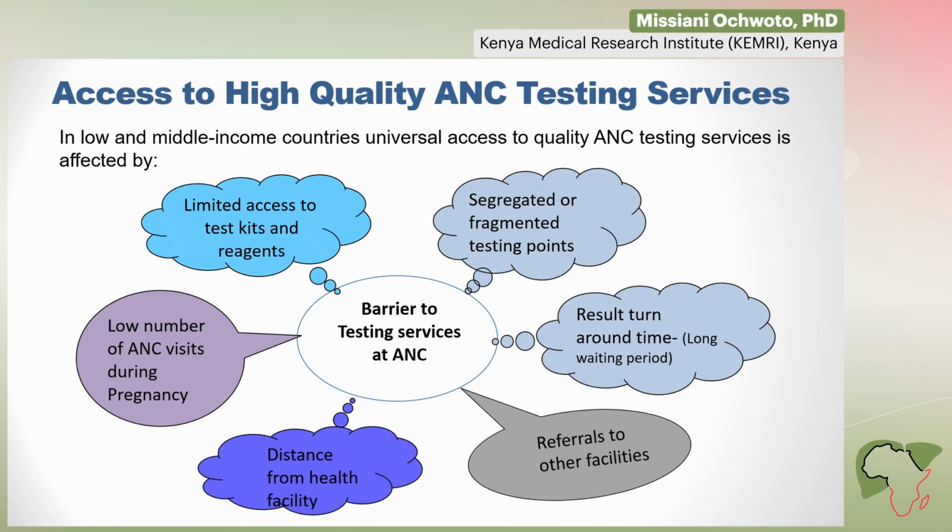What really brings up the barriers for testing, especially at the ANC, is that they are limited in tests, or they don't have access to those tests. And if they have access to the test, it is fragmented, done at different points. Sometimes the time taken to get the results is quite high, and that really affects the number of ANC attendees who come. And if the distance is quite far, they may not even come at all. Then, if the test is not done there, it is referred to another facility. All this affects the quality of testing at the ANC.